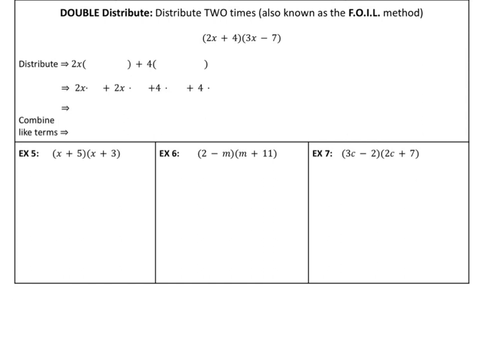Let's talk about now when we have 2 terms inside the parentheses, like 2x plus 4 times 3x minus 7. This is known as double distribution. We're going to distribute twice. We're going to distribute by the first term and then by the second term.